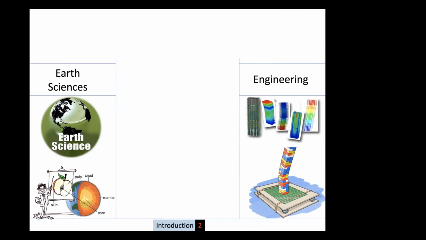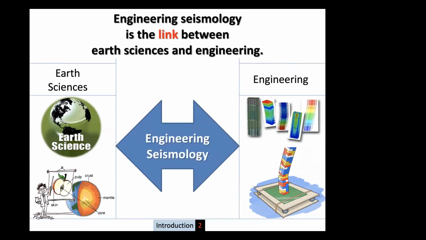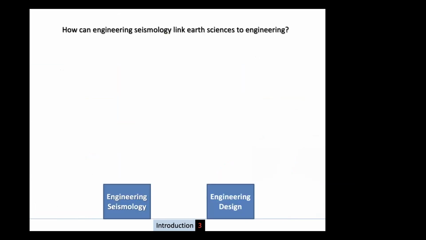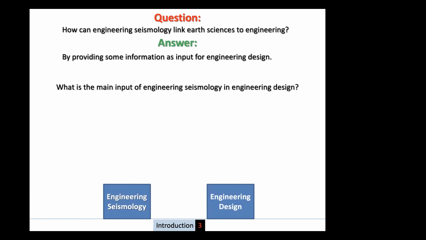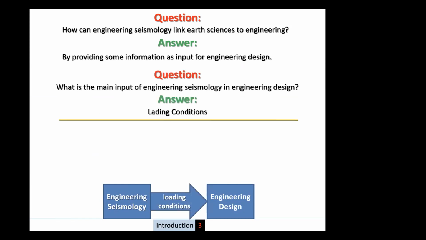And engineering seismology is actually the link between earth sciences and engineering. So the question is, how can engineering seismology link earth sciences to engineering? The answer is that it provides some information as input for engineering design. One may ask, what is the main input of engineering seismology in engineering design? The answer is that it provides the loading conditions.